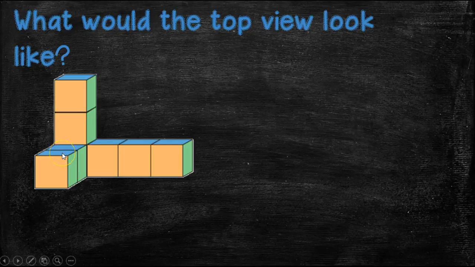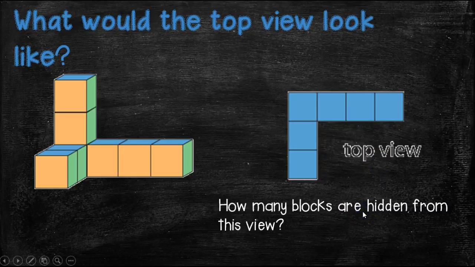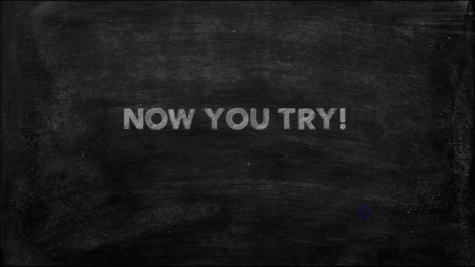Well, again, if we look at the blue, 1, 2, 3 across, and then 1, 2, 3 down to the right. So 1, 2, 3, 1, 2, 3. This would be your top view. How many blocks are hidden from the top view? That's right, 2 blocks would have been hidden from the top view.